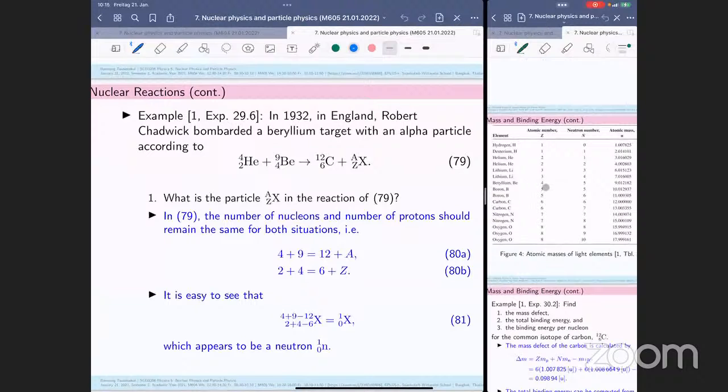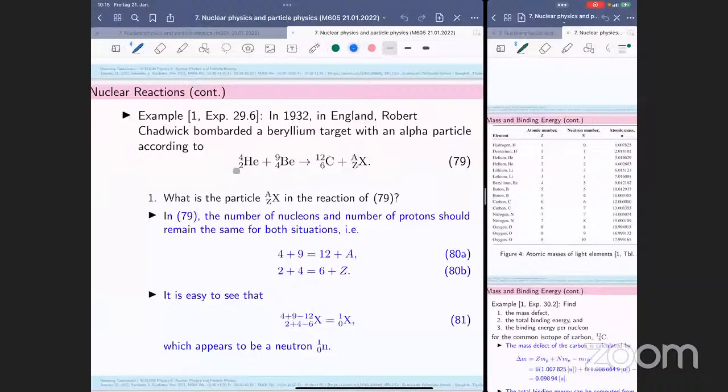We have also beryllium 84, right? Before we have considered beryllium 84. But at the moment, Robert Chadwick tried to bombard the beryllium 84 by using the alpha particle, right? You know, helium 42 is the nucleus of the alpha particle, right?